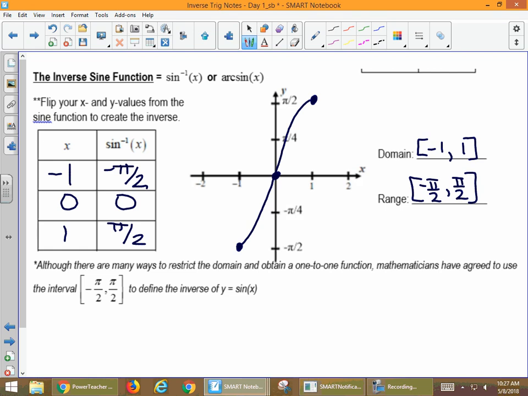And Mrs. Krause added this nice note here. Although there are many ways that you can restrict the domain of sine to get a one-to-one function, you could pick any sliver that passes the horizontal line test. Mathematicians have agreed to this interval. It gives you negatives and positives. It's right around 0, so your numbers, like your angles, are nice and small.